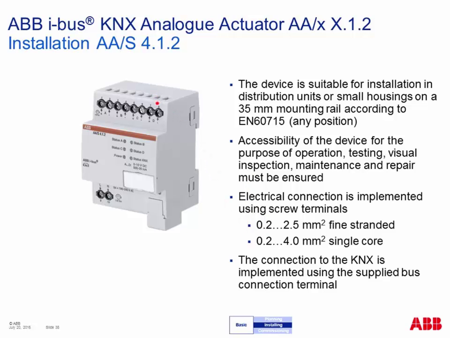So here you can connect the cables to the sensors between 0.2 and 2.5 square millimeters when we have fine stranded cores, or 0.2 up to 4.0 square millimeters when we have, for example, single core. This is possible here. And for the connection to the KNX, we use our standard KNX connection terminal.